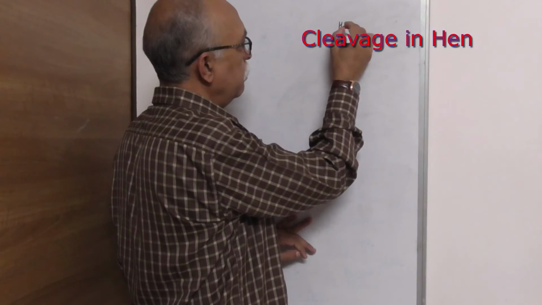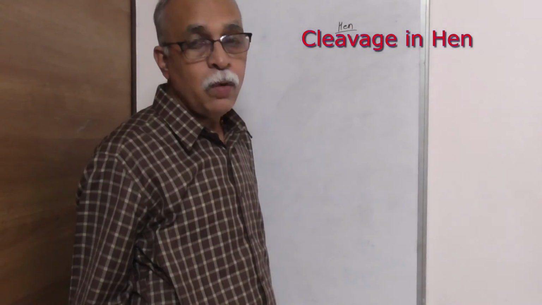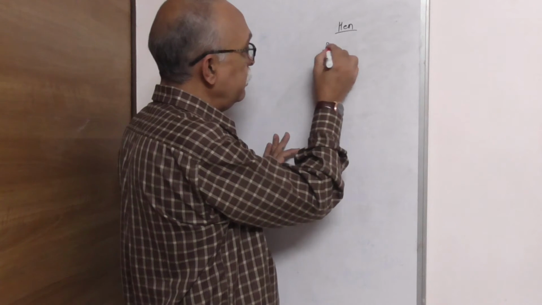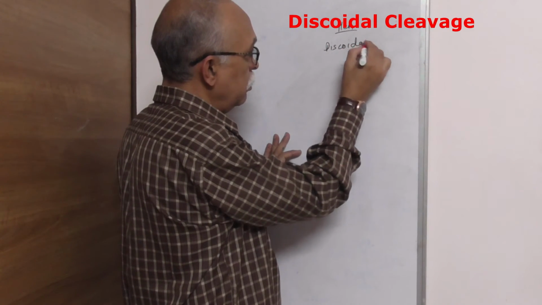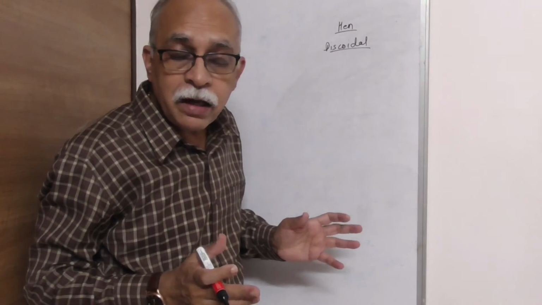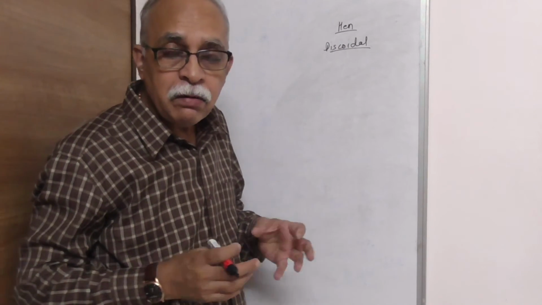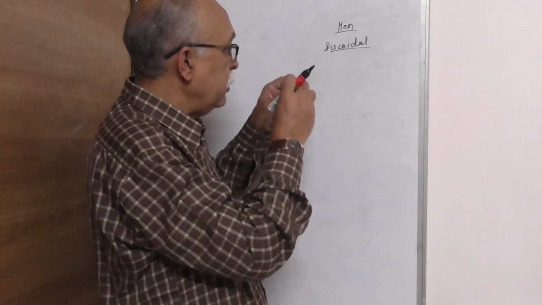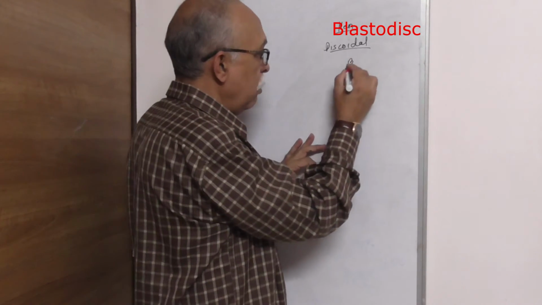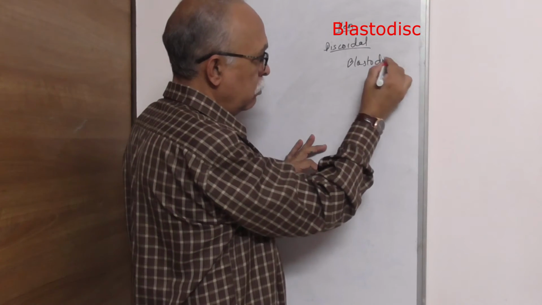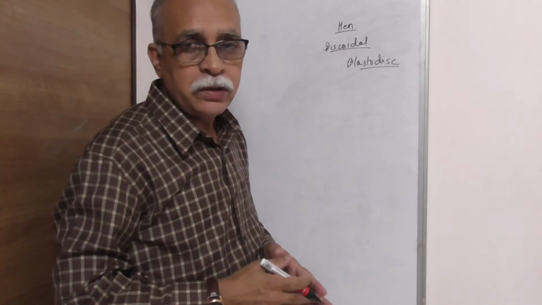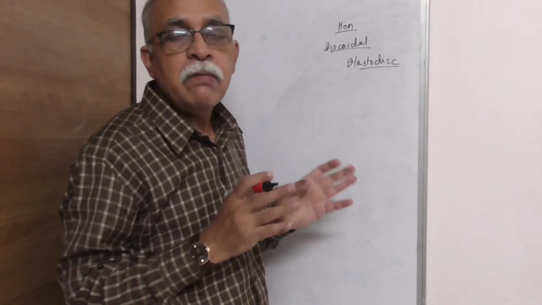Then let's talk about hen. What kind of cleavage would happen? First of all, let's keep in mind this is a discoidal egg cell. That is, a huge amount of yolk is contained, so the embryonic material, the animal pole, is displaced into a small disc-like region, which we have called a blastodisc. So whatever cleavage happens is applicable only to the blastodisc. Rest of the cell, it's nothing but yolk.